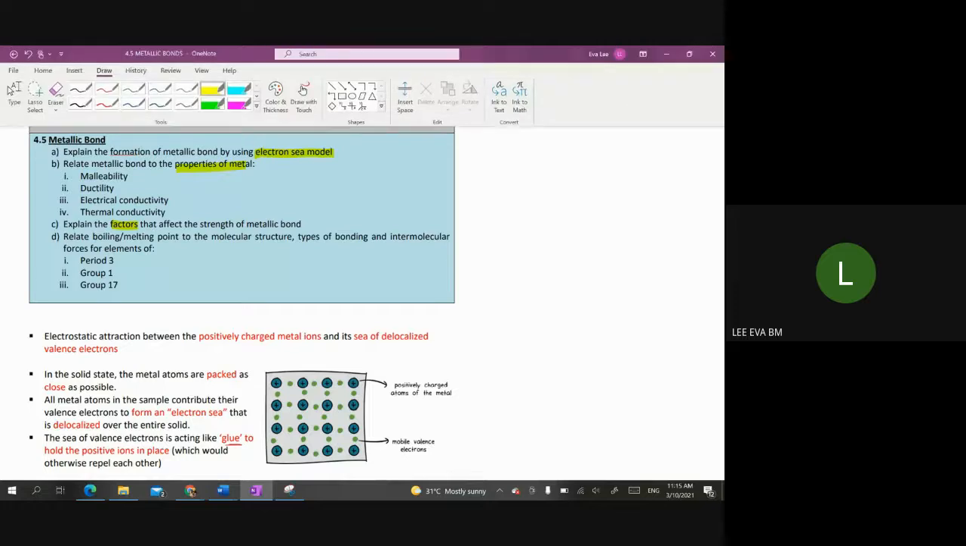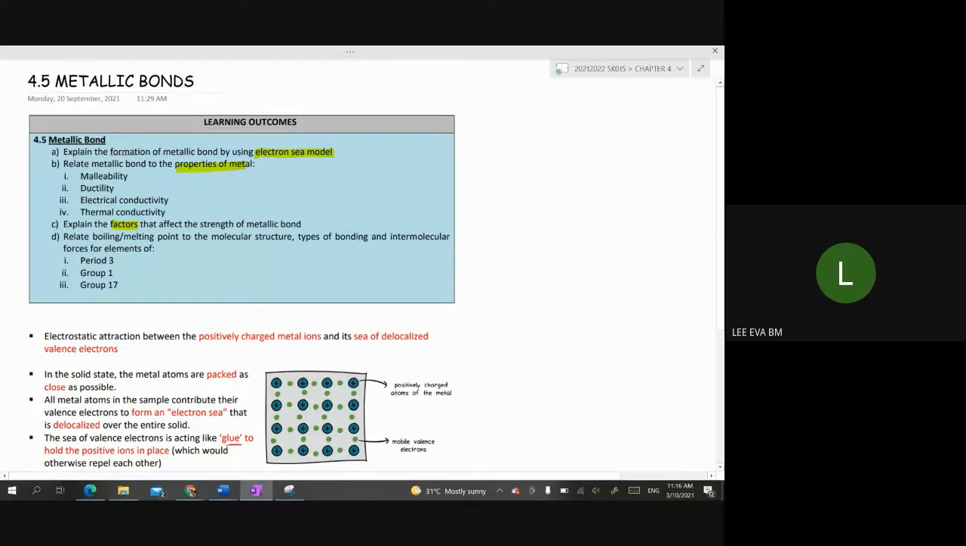So over here also, when we talk about the strength of metallic bond, it will link to your boiling or melting point. Okay. And then the last one, to relate melting or boiling point to the molecular structure, type of bonding, and intermolecular forces. And we want to talk about period 3, group 1, group 17.